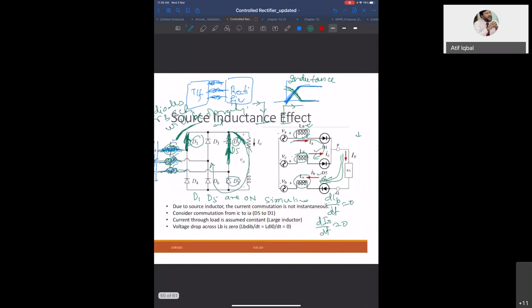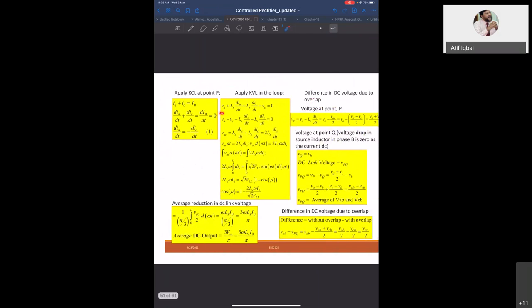Apply KVL in the loop. So if we apply KVL in this loop, I will apply KVL in this loop. So this is minus VA plus Ls di/dt. There is no voltage drop here. Then we come here, and this is plus the voltage drop in this, then plus VC. So I apply KVL in this loop. Then I can write VA plus Ls di/dt minus Ls di/dt minus VC is equal to zero. And from here, we can write VA.